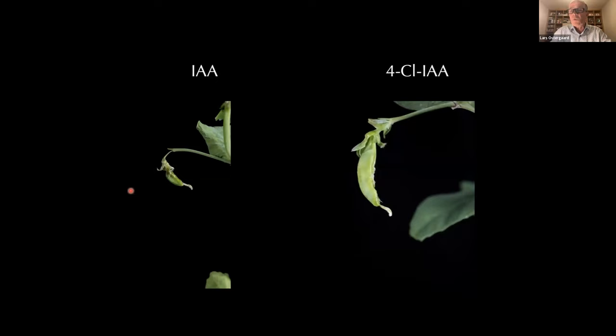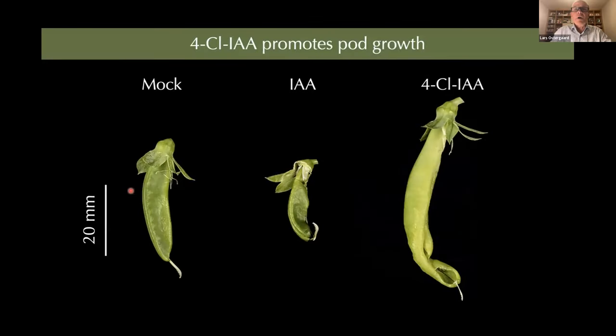And we would like to understand more about this. In fact, Mark is going to continue this work during his PhD. And also, this is going to be a big focus of the startup of my lab in Oxford, to understand the function of 4-Cl-IAA in pod growth. Because with this understanding, we might be able to improve the formation and the growth of pea pods, and maybe also the seeds inside.